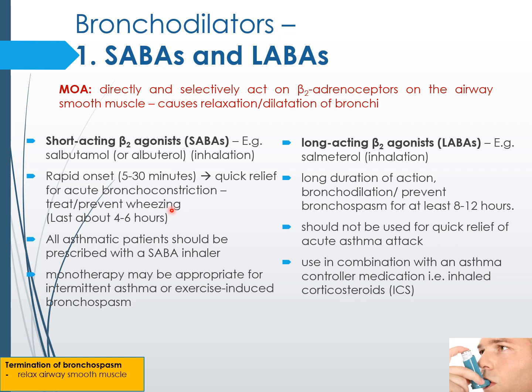For quick relief of acute bronchoconstriction or an acute asthma attack, it's always salbutamol because of its rapid onset of action, within 5 to 30 minutes. While salmeterol has a longer duration of action of about 8 to 12 hours, salbutamol lasts only 4 to 6 hours. All asthmatic patients should be prescribed a SABA inhaler. Okay, salmeterol is usually used in combination with an asthma controller medication, for instance, an inhaled corticosteroid.